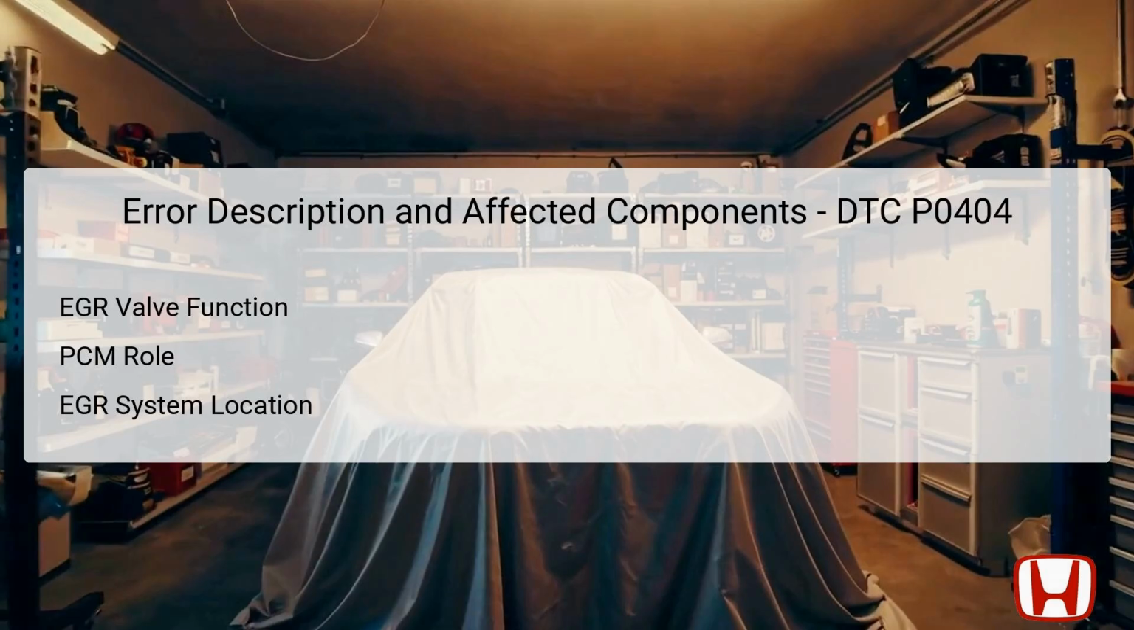Powertrain Control Module. The PCM evaluates whether the lift command sent to the EGR valve aligns with the actual movement of the valve. If there is a significant difference, it indicates a malfunction, triggering the P0404 code. Ensuring that these components function correctly is essential for vehicle performance and emission control.